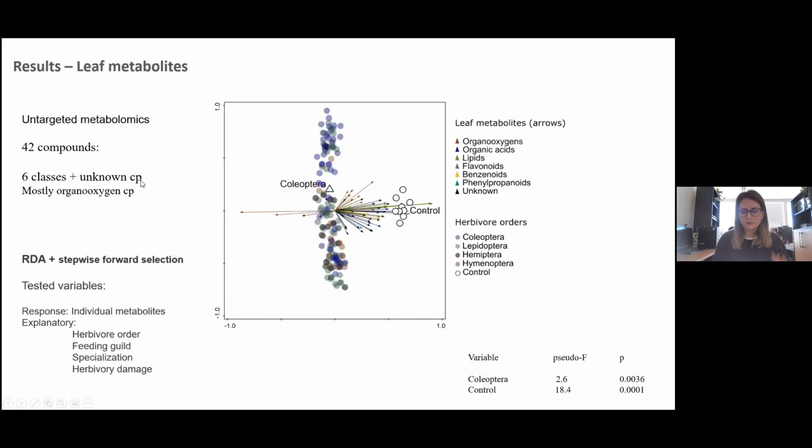And now I'm showing you the results for leaf metabolites for this first experiment. So we performed untargeted metabolomic analysis, and we were able to retrieve 42 library matches of identified compounds. So we have 42 compounds here. We have 6 classes across these 42 compounds, plus unknown compounds. So we have organooxygens, organic acids, lipids, flavonoids, benzenoids, and phenylpropanoids.